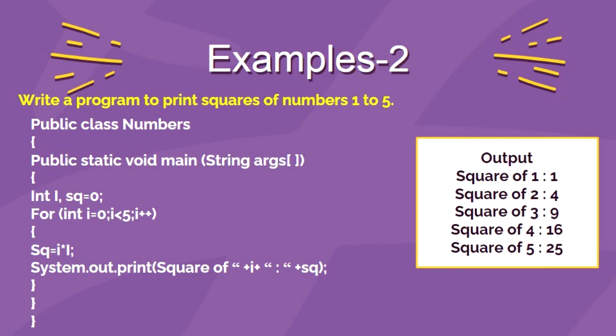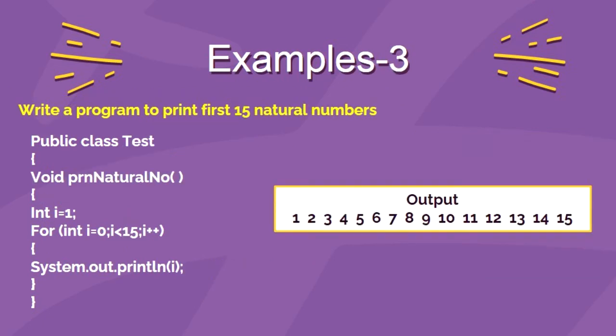So this is the example 2. Let us move to the third example. Third example goes like this. Here we are going to print the natural numbers from 1 to 15. How to print the numbers from 1 to 15 using a Java program? So the question is, write a program to print the first 15 natural numbers.